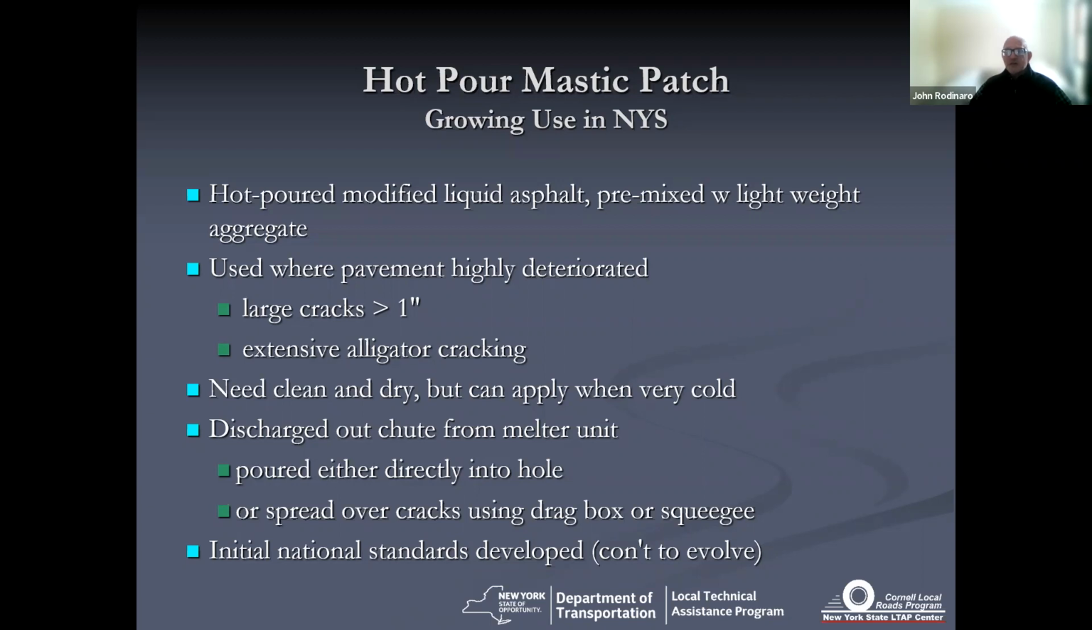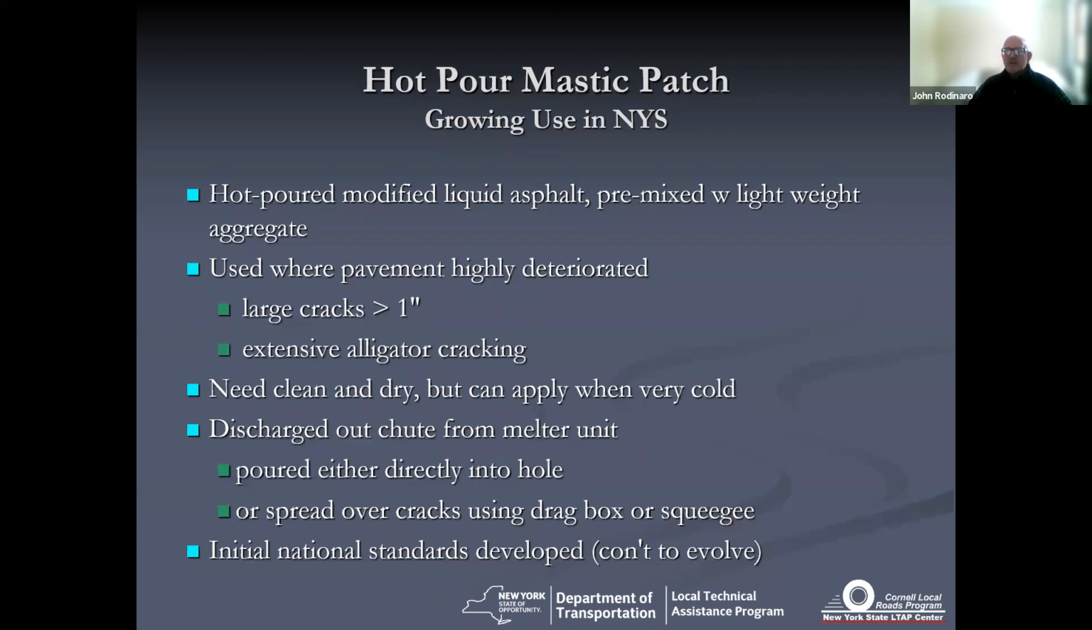It's just charged out of a chute from a melter unit, so it kind of looks like a ready mix operation. You can either pour it directly into the hole, or you can pour it into a wheelbarrow or a spreader, and you can spread over the crack using a drag box or a squeegee. It is still evolving in use.